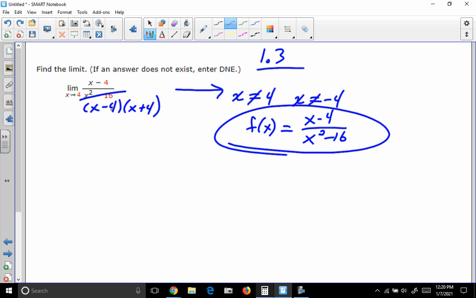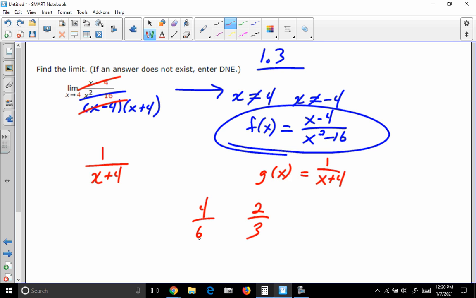Now notice that we have a common factor between top and bottom. So we can reduce that function. And when we reduce that function, we get this function. I'm going to call that one g of x. Now if we reduce, fractions that are reduced are equivalent to each other. If we compare 4 over 6 to 2 over 3, those look different, but they're equivalent to each other, meaning they are of the same value.